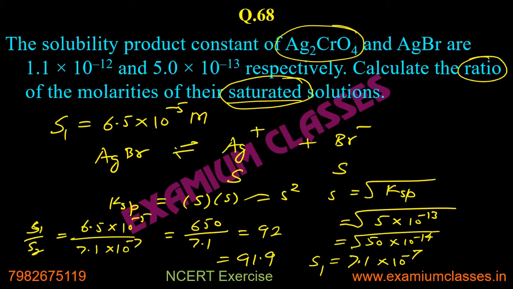What does it mean? If sometimes it is asked, what do you understand by this statement? You will say that it means silver chromate is approximately 92 times more soluble than silver bromide, because their ratio of solubilities is approximately 92. Silver chromate is 91.9 times more soluble than AgBr.